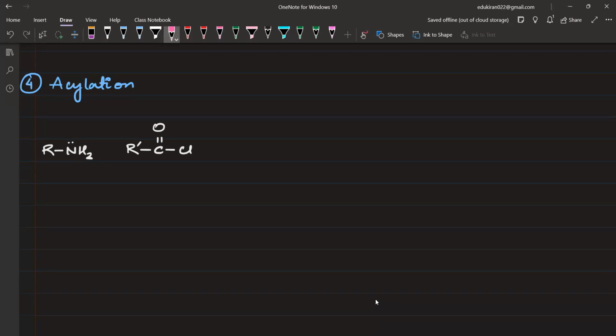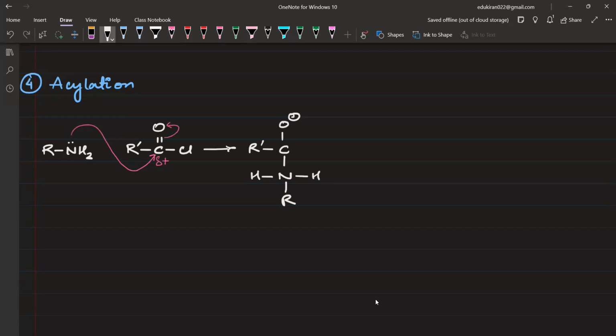Now since this carbon atom is attached with oxygen and chlorine, both of which are electronegative elements, this carbon atom will have a delta positive charge. And the nitrogen atom will attack on this carbon atom because it has a lone pair of electrons. As soon as it attacks the carbon atom, one of the pi bonds will break and it will form R dash as it is, carbon with O negative. There will be the nitrogen atom with the 2 hydrogens as it is and the R group as it is.